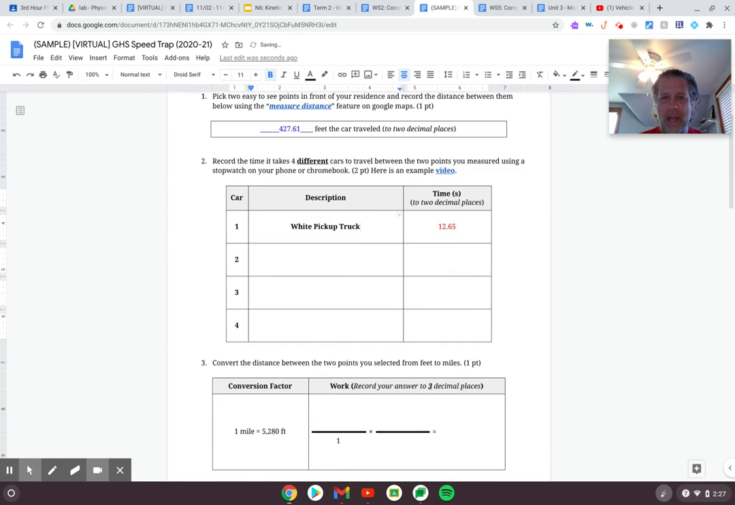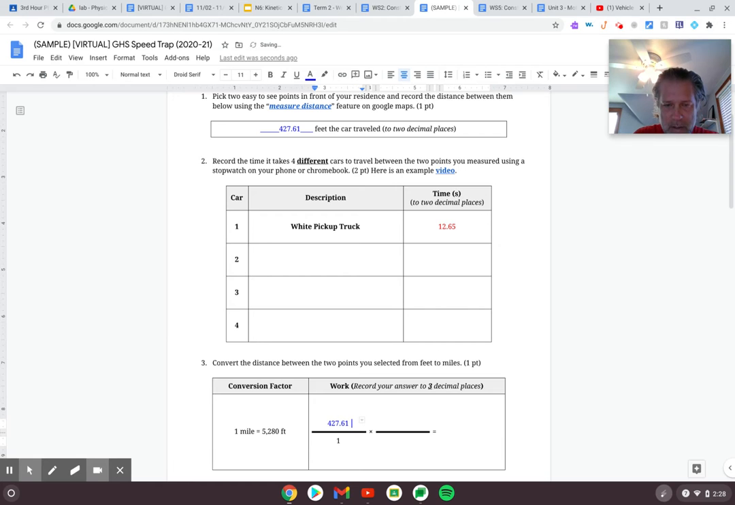So the next part of this lab that we have to complete is we are asked to convert our distance from feet into miles. Down here, what I've set up is basically a table, but I took away all the lines. So I'm going to input my data from this spot right here, which was the distance that the car traveled, which was 427.61 feet. And then I'm going to arrow over and set up the appropriate conversion factor. I forgot to put units, and that's something that's not okay.